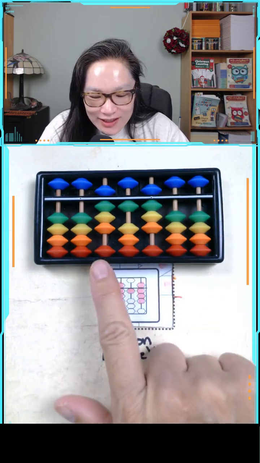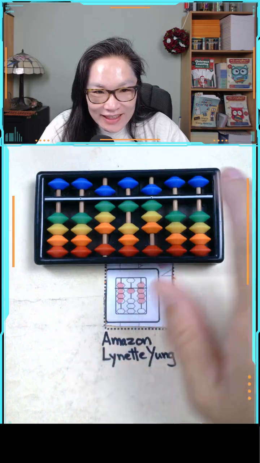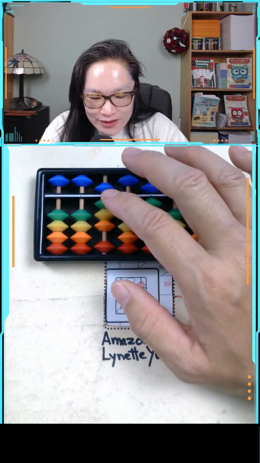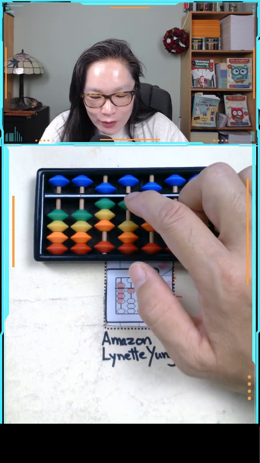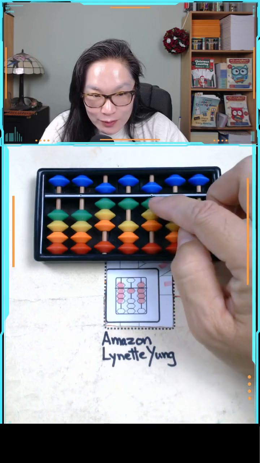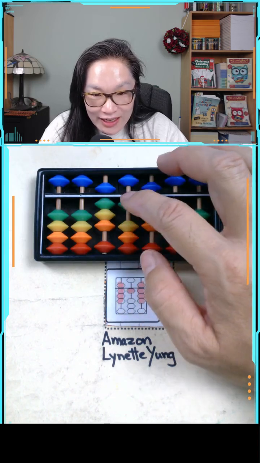Thank you, Merc. It is 818. Well done, well done. Because we have the top bead is a value of 5. We have the bottom beads a value of 3. 1, 1, 1. We have 1 here, and then again, we have the top bead is a value of 5, and we have 3 bottom beads. 1, 1, 1. So we have 818.